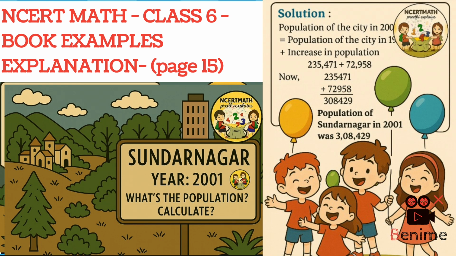So in 2001, the population has been incremented by 72,958 over the population of Sundarnagar in 1991. So we have to perform the addition operation. The resultant will be 3,08,429. Thus the population of Sundarnagar in 2001 was 3,08,429. So let us discuss the next question.